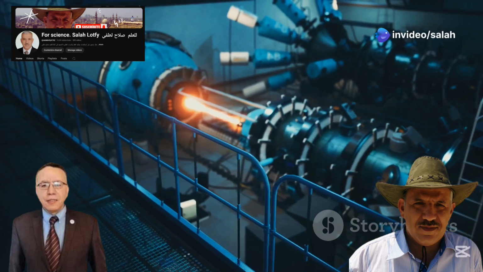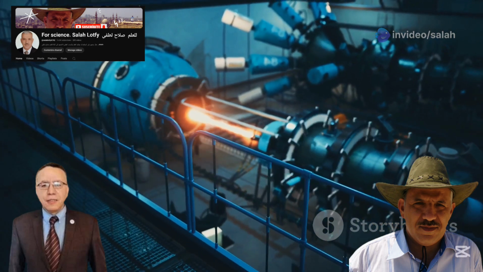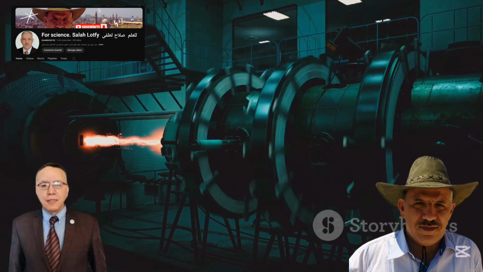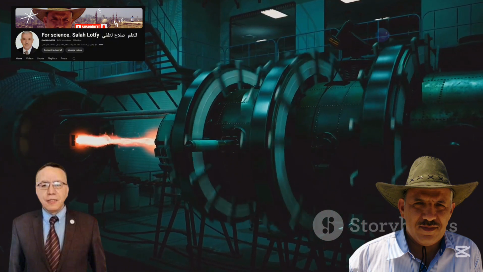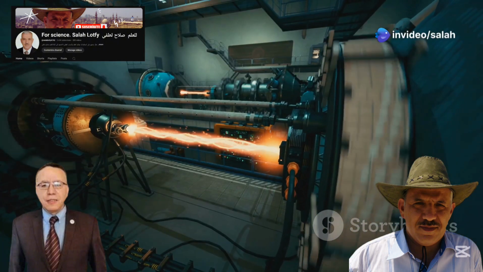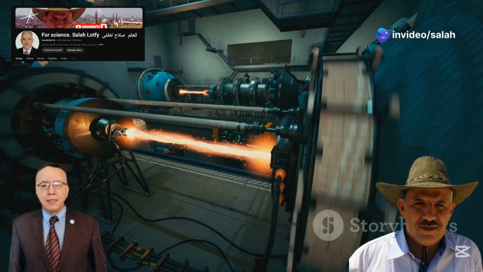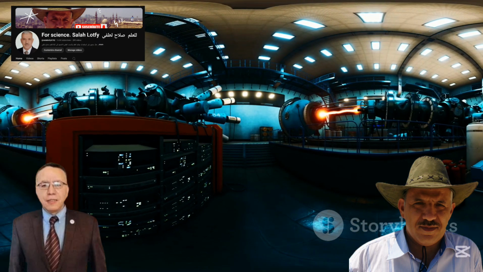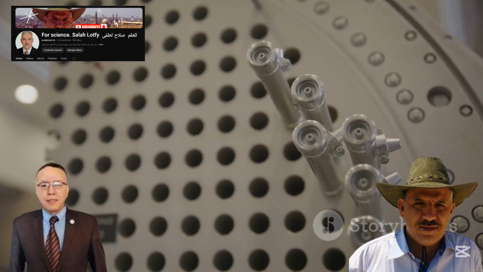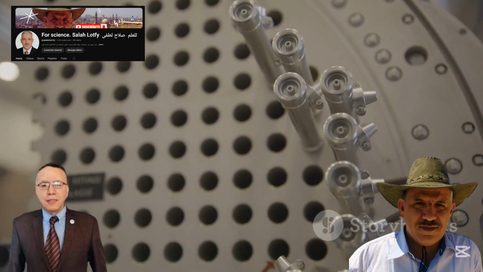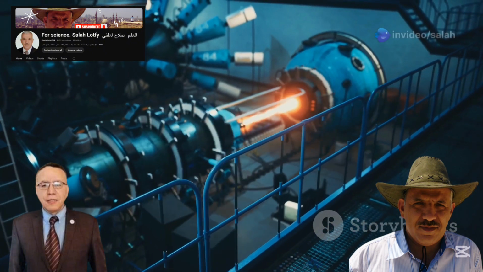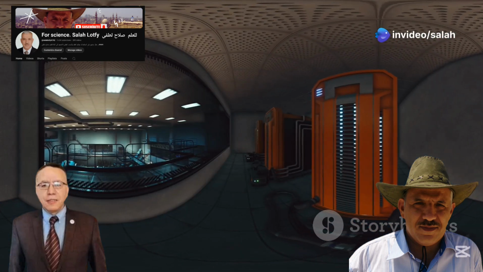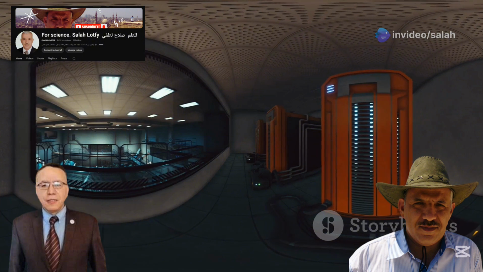To maintain a stable reaction, reactors use multiple control mechanisms. Control rods made of boron or cadmium absorb neutrons to regulate the chain reaction. Lowering the rods slows down the reaction, while raising them increases power output. Moderators slow down fast neutrons, making them more likely to cause fission. Common materials include water, heavy water, and graphite. The coolant system transfers excess heat to prevent reactor overheating. Common coolants include pressurized water, liquid sodium, and helium gas.